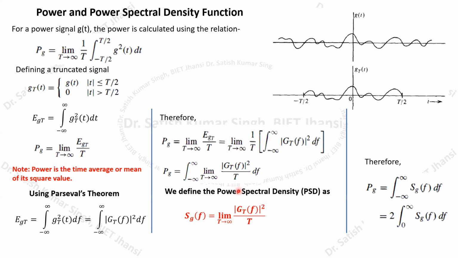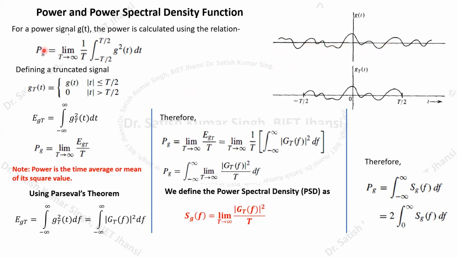Now let us try to understand what power and power spectral density function are. As I have already explained in the previous slide about deterministic signals, let us say we have a signal which is a power signal. Here you can see, let us say this is our power signal.